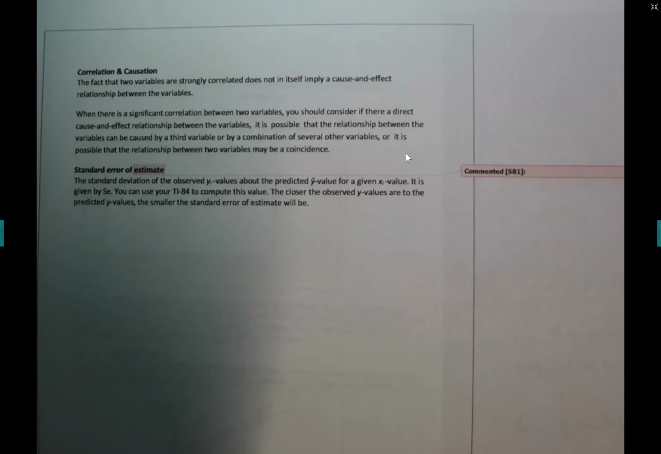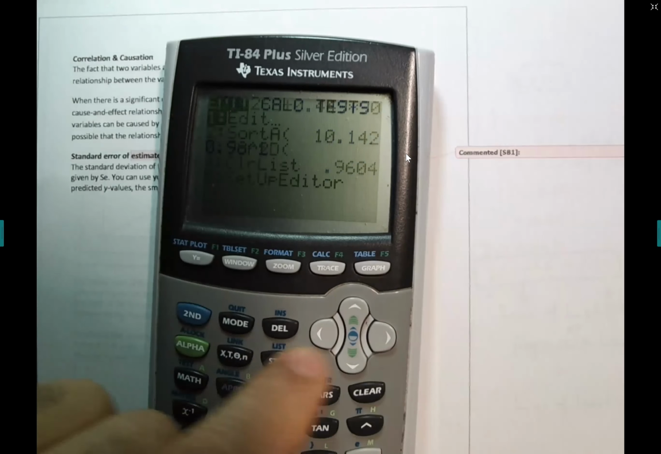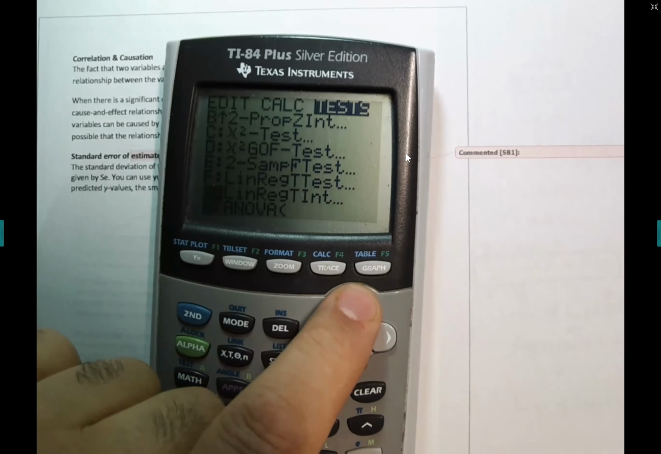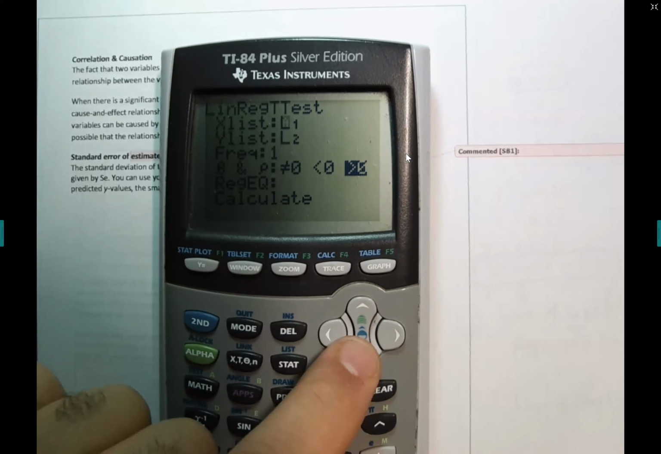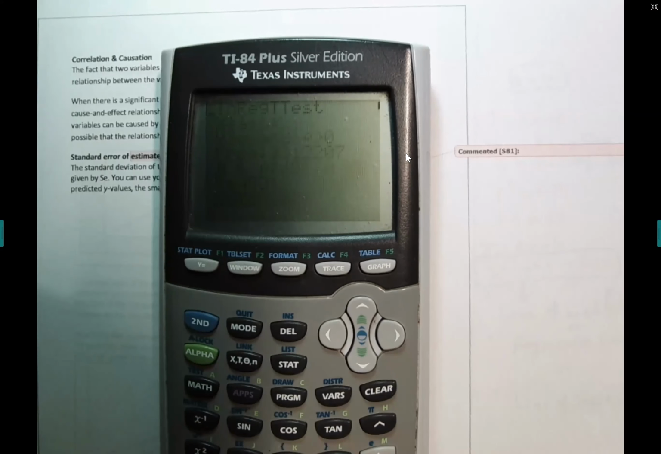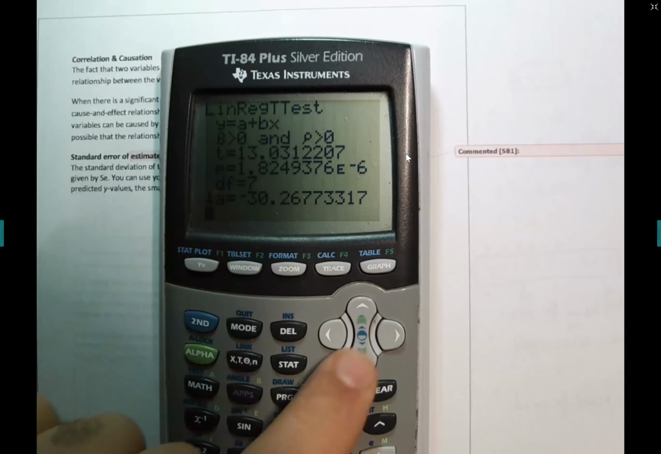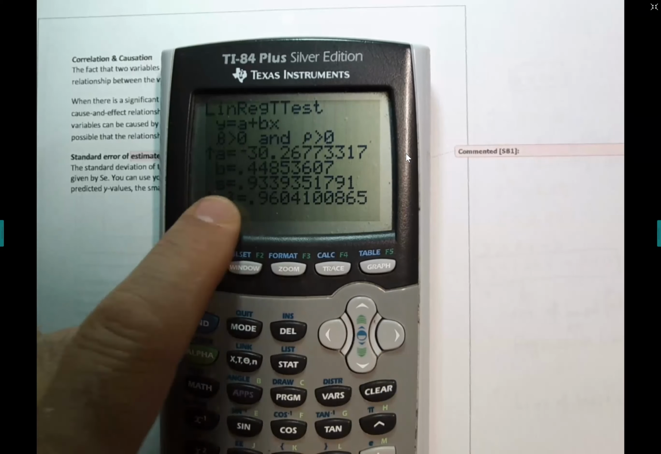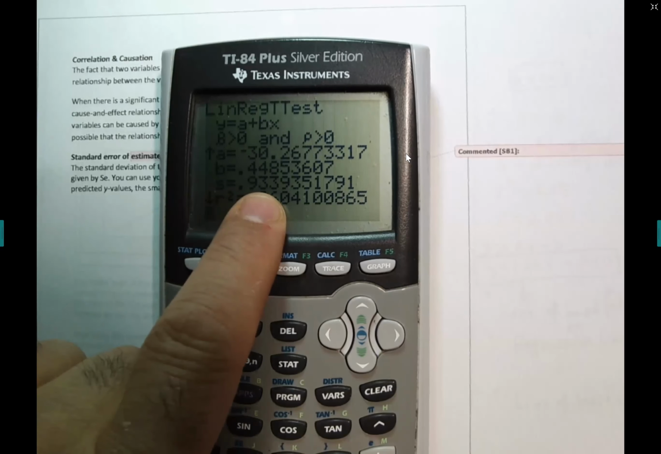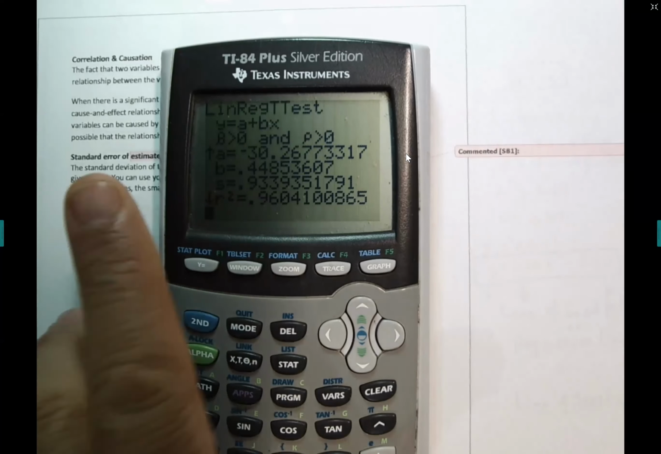The other thing that I would like to tell you, you might be asked in the book to find this one. When we did the linear regression t-test, I'm going to show you this value that showed up. Let me just go back to the t-test. And I hit calculate. We got this value, let me scroll down, S, which is 0.9339. Let me tell you what S is. S is called the standard error of estimate.